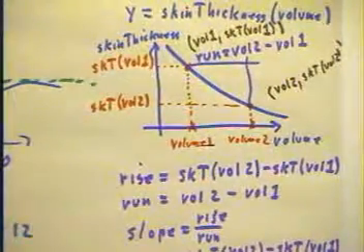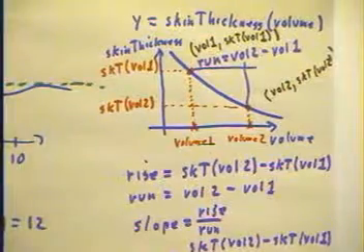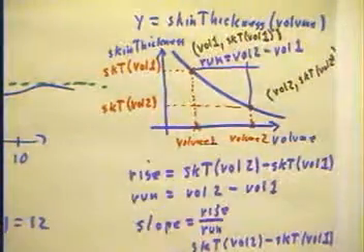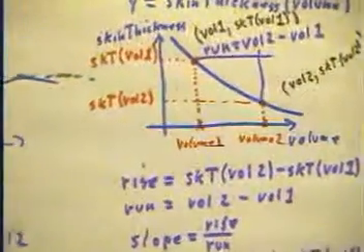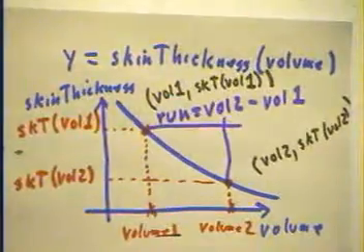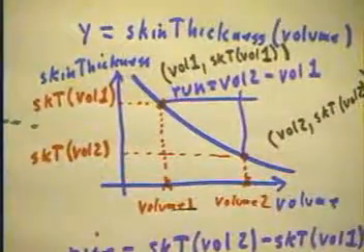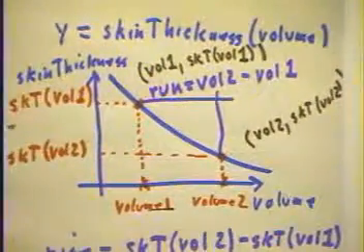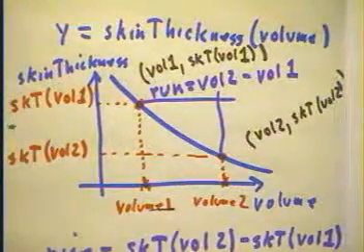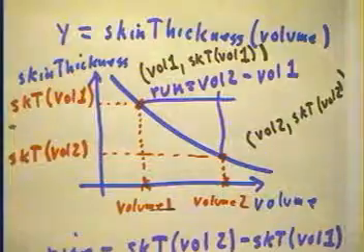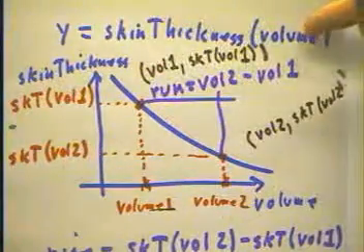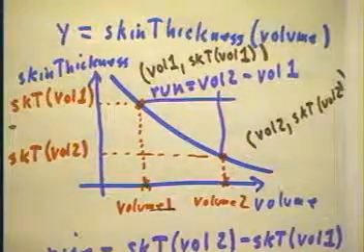Another test problem involved a function, and let's zoom in on this a little bit, y, which is the thickness of a balloon skin as a function of volume. And we were asked what is the average rate at which skin thickness changes between volume 1 and volume 2.